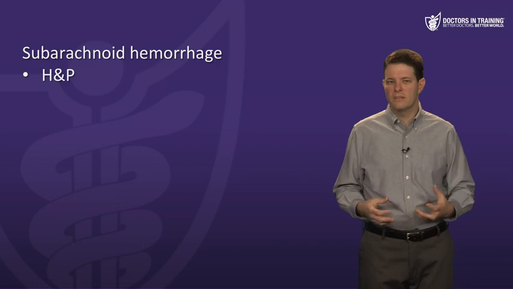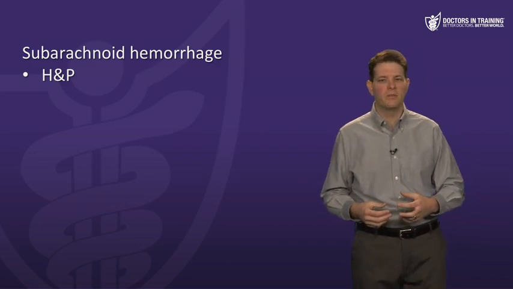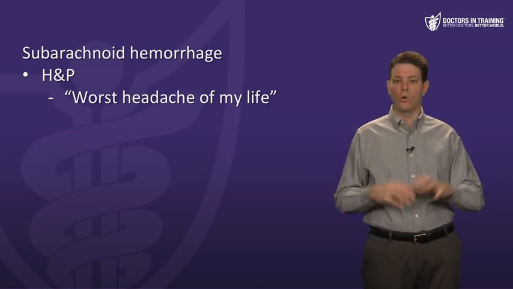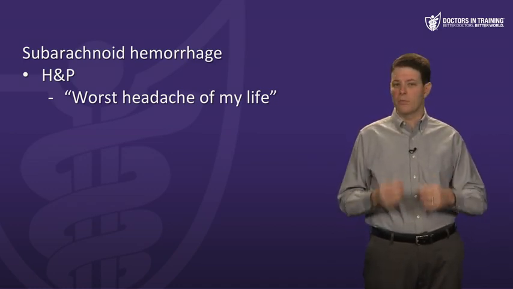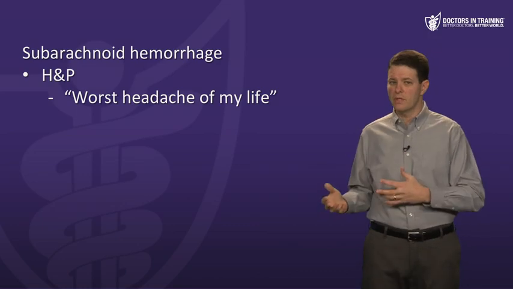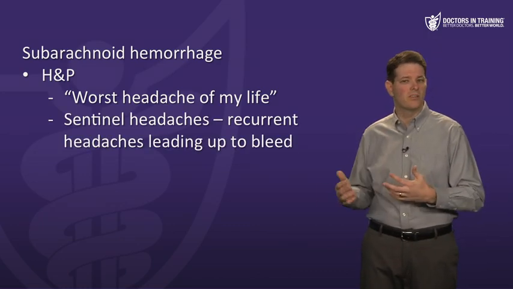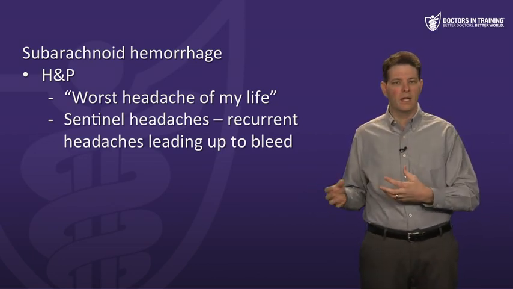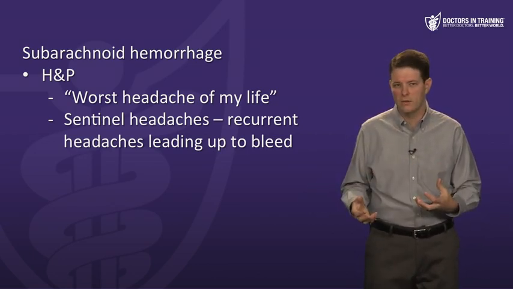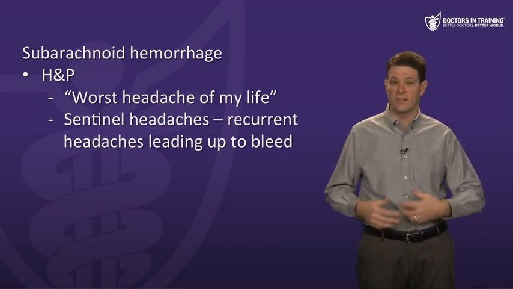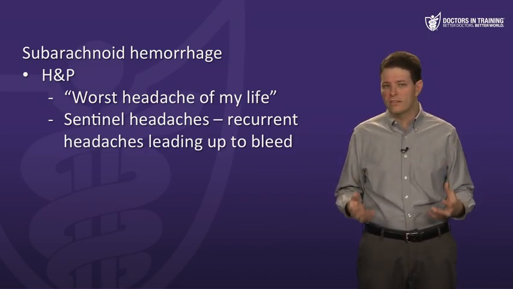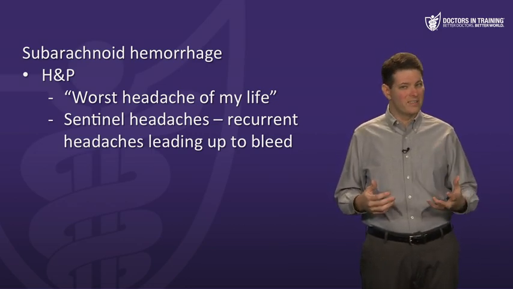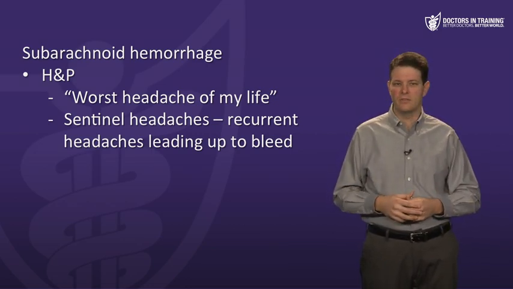The most classic presentation of a subarachnoid hemorrhage is a patient who comes in complaining of the worst headache of my life. So make sure you can recognize that. Anytime you hear worst headache of my life, you should think about subarachnoid hemorrhage. Now, retrospectively, there may be a history of recurrent headaches that are less severe in the weeks leading up to a big bleed. These smaller headaches are called sentinel headaches. So a sentinel is a guard or a sentry. So these are like the early warning signs of an impending big bleed. Unfortunately, they're usually not recognized as such at the time, but it might be an interesting piece of history.